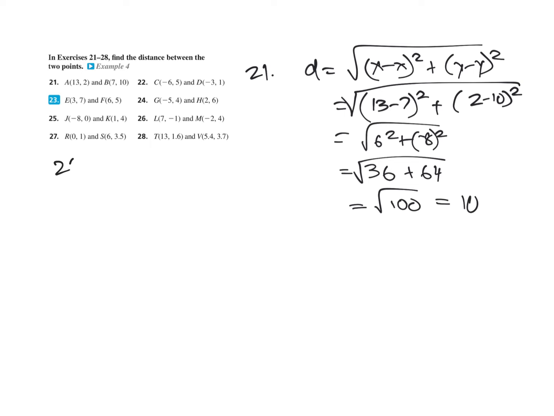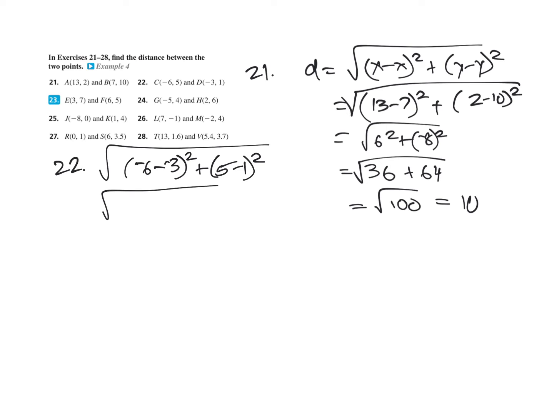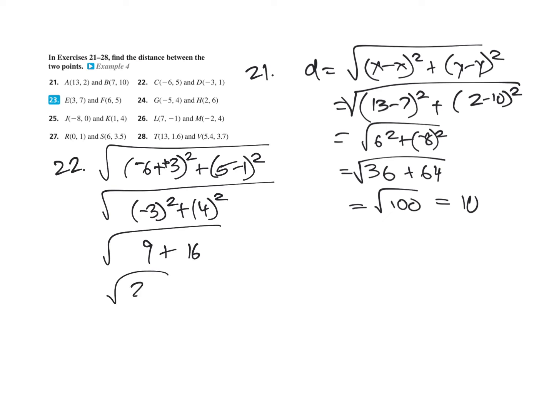All right, 22, same thing. Square root of the difference of your x's, negative 6 minus a negative 3 squared. And the difference of your y's, 5 minus 1 squared. So in the first part here, it's negative 6 minus a negative, which is a change. So negative 6 plus 3 is negative 3, and 5 minus 1 is 4. So we have 9 plus 16. When you square a negative, it's a negative times a negative, which makes it positive. Square root of 25 is 5.